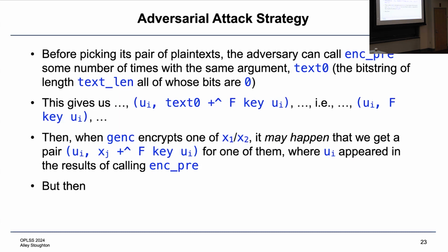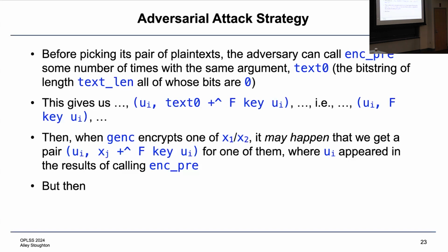So we have a table of these things. Each of these Ui was produced randomly, independently. But when the game does the encryption, it's also via the encryption oracle, some random U is being picked, and then xj is either x1 or x2, depending upon whether b is true or false in the game. So it's doing this. But this Ui might be one of the ones that we already discovered in our experimentation using enc_pre.